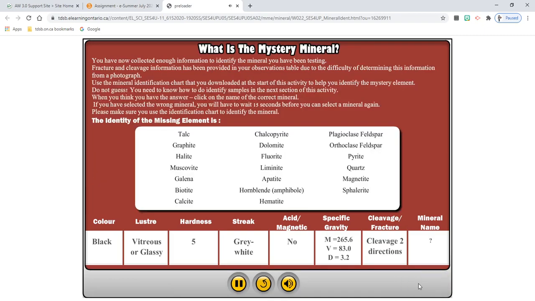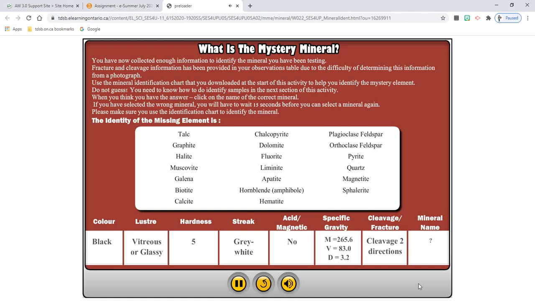What is the mystery mineral? You have now collected enough information to identify the mineral you have been testing. Fracture and cleavage information has been provided in your observations table due to the difficulty of determining this information from a photograph. Use the mineral identification chart that you downloaded at the start of this activity to help you identify the mystery mineral. Do not guess.